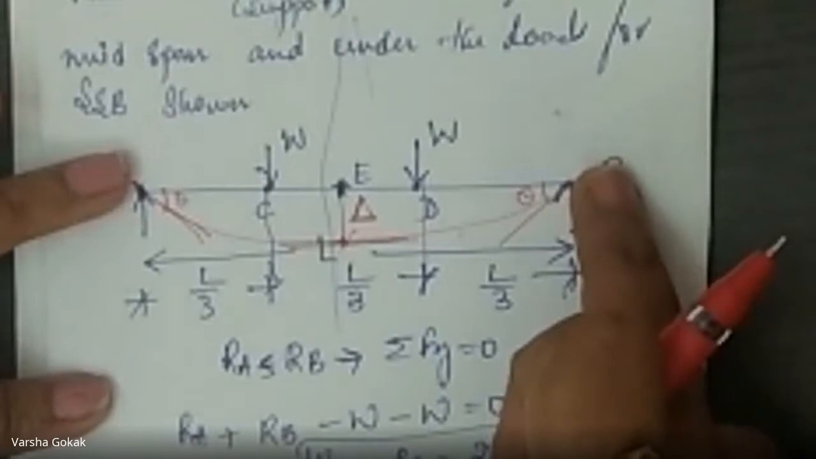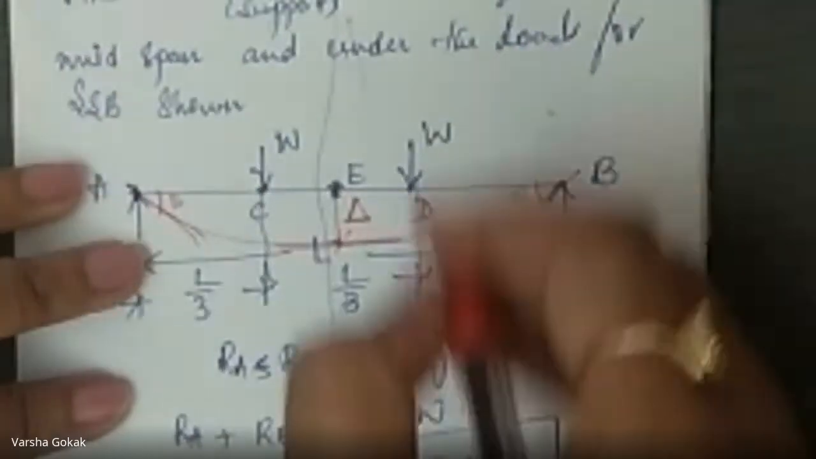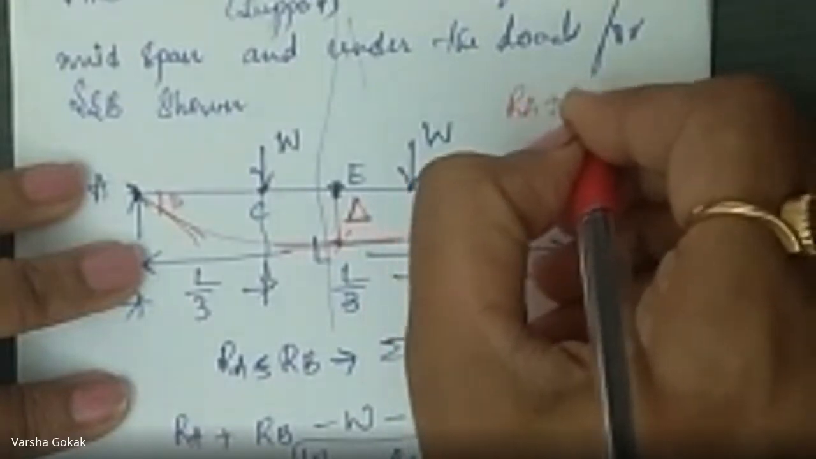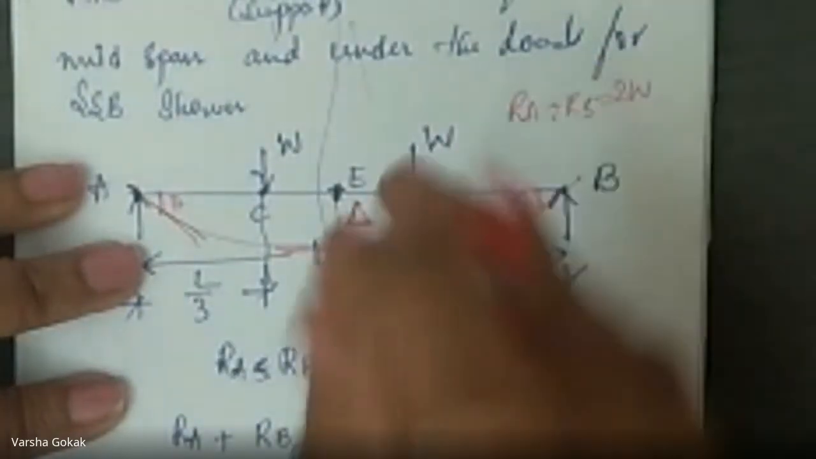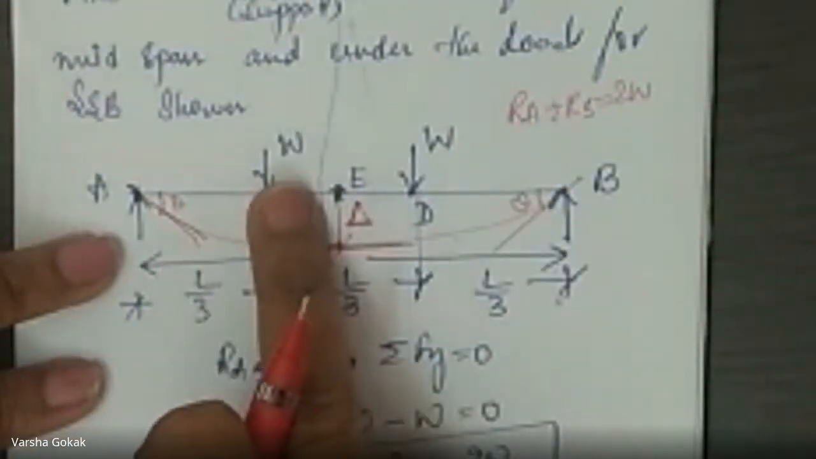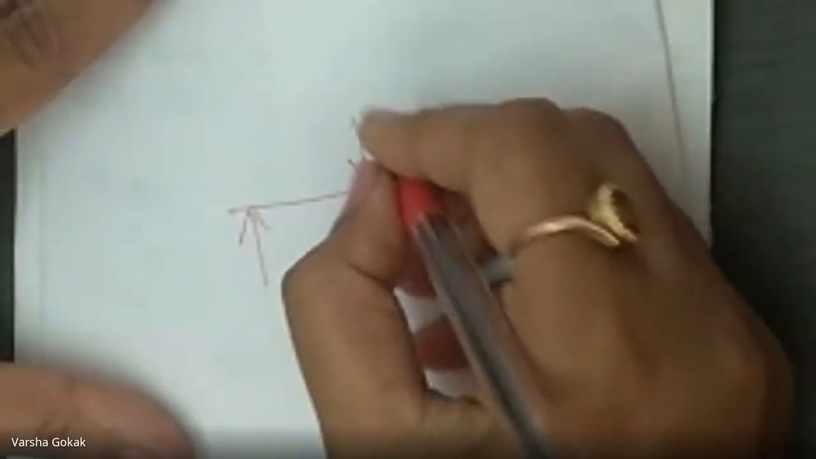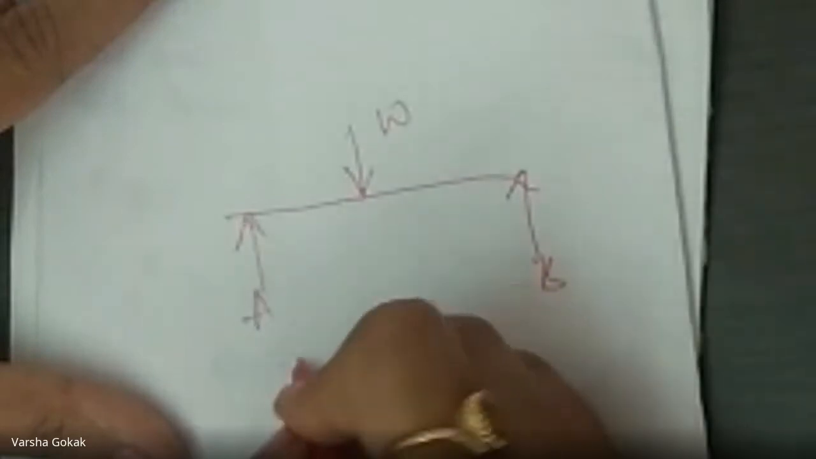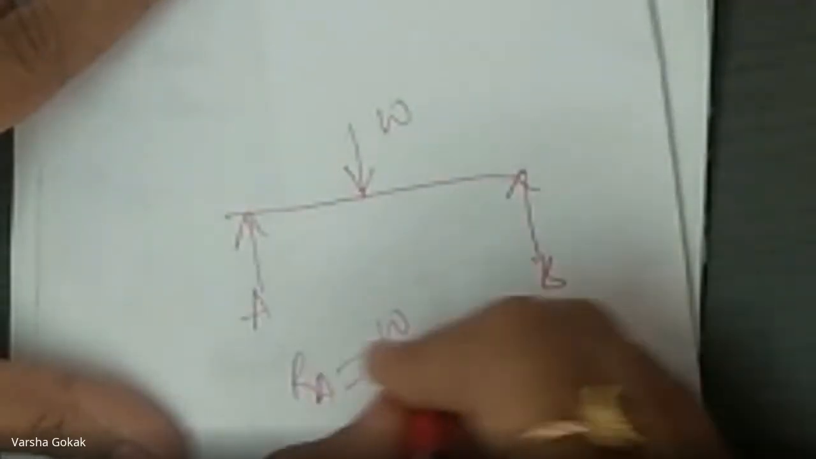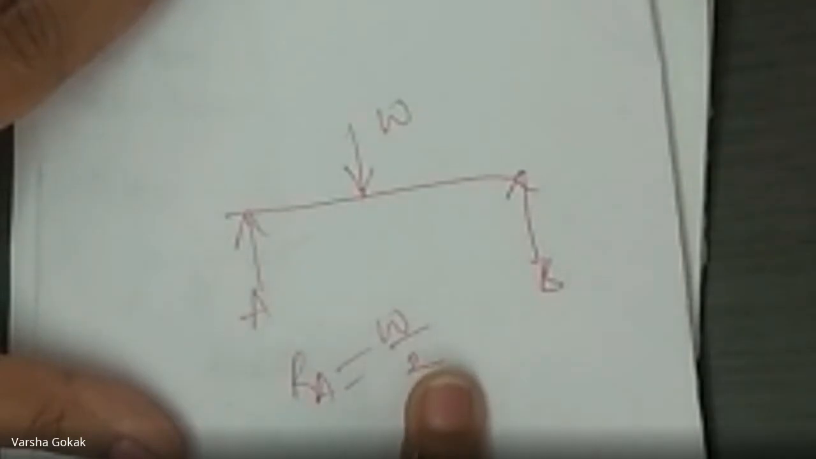We can always remember, upward reactions are equal to the downward forces. Upward reaction is RA plus RB, and downward force is 2W. Because it is symmetrical, RA is going to be W, and RB also is going to be W. Same way, if I give you a beam like this with a central point load W, A and B, what is the value of RA? It is equally distributed to both places, so it is going to be W by 2. If you solve it by equations of equilibrium also, you will get W by 2. But because it is symmetric, you can directly say that this half goes here, and this half goes over here.